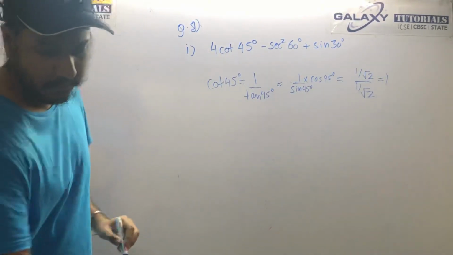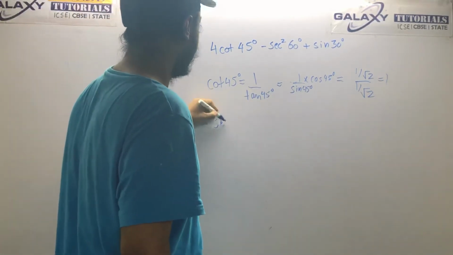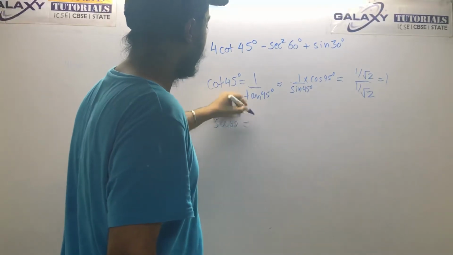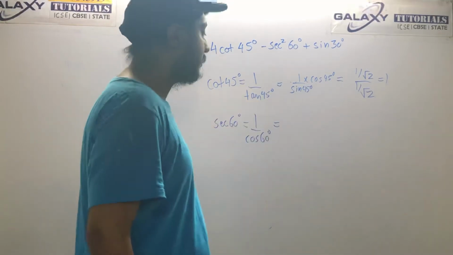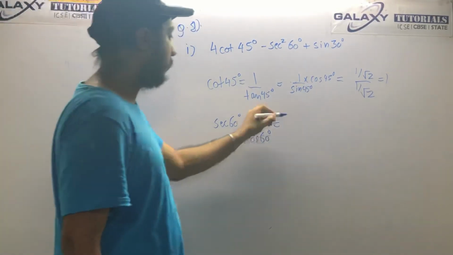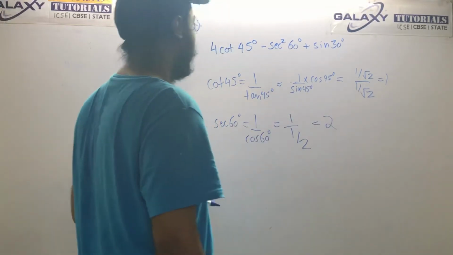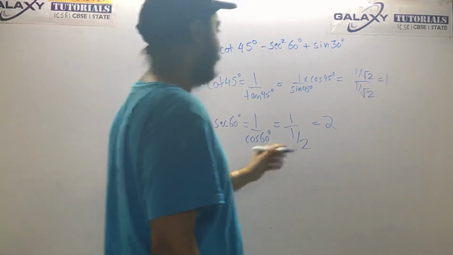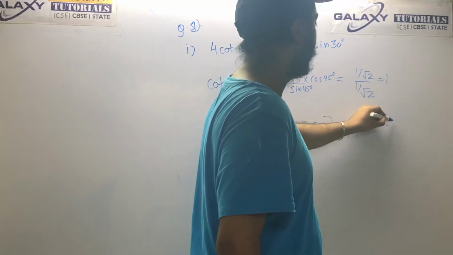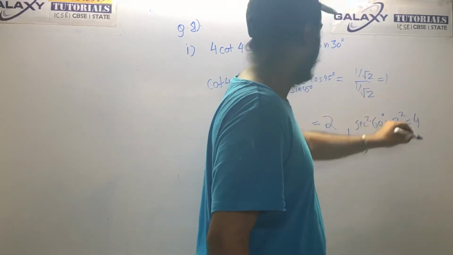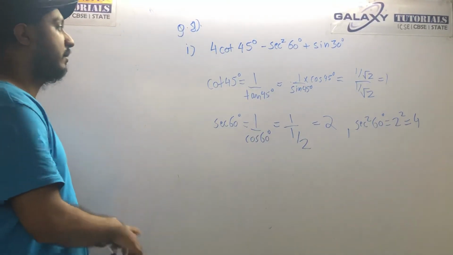Now one thing I forgot. Cot 45 only. Okay. Next is secant 60. Again you don't remember, convert to cos. 1 by cos 60. So cos 60 is how much? 1 by 2. So 1 upon 1 by 2. So this will be 2. Okay. And they have asked us what? They have asked us secant square. So secant square 60 will be 2 square, which is equal to 4. Okay. Next one, sine 30.